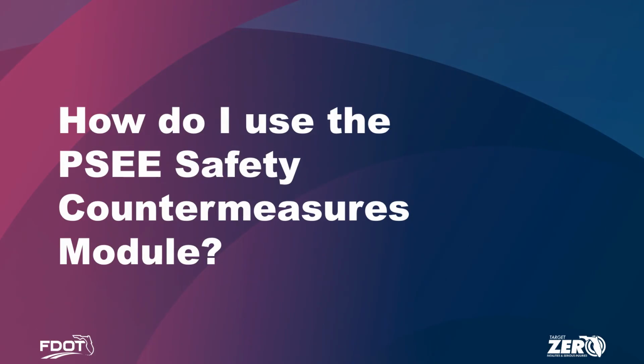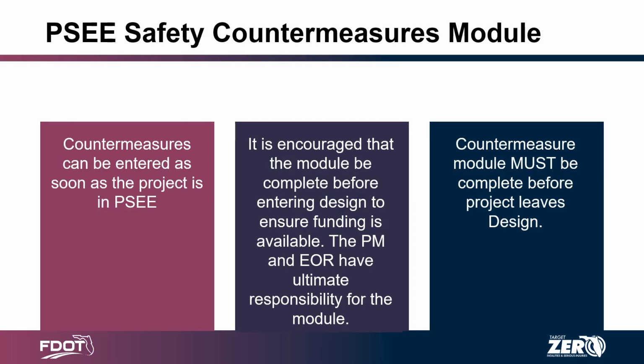How do I use the PSEE Safety Countermeasures module? When using the PSEE Safety Countermeasures module, countermeasures can be entered as soon as the project is in PSEE. It is encouraged that the module be completed before entering design to ensure funding is available. The design PM and EOR, or engineer of record, have ultimate responsibility for the module. The countermeasures module must be completed before the project leaves the design phase.